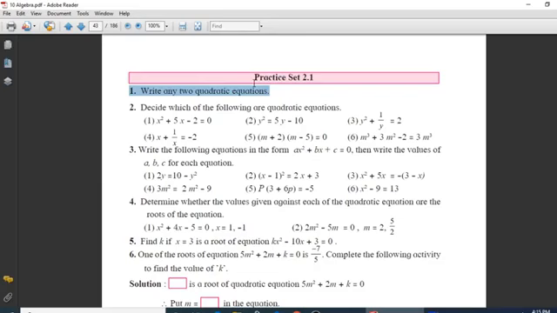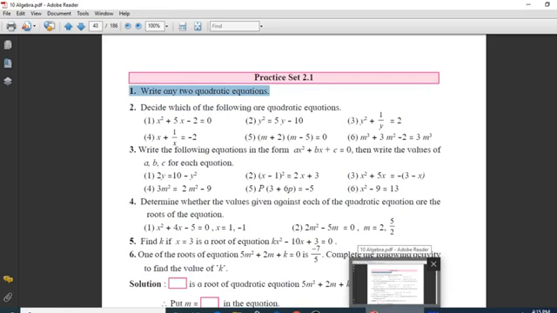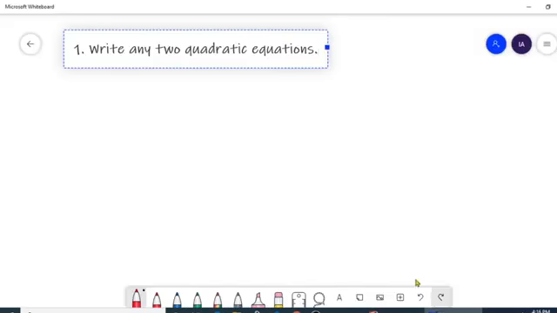Okay, this is practice set number 2.1 of our Maharashtra State textbook, where the first question is: write any two quadratic equations. As we discussed what is quadratic equation and what is the general form of quadratic equation, this is actually an open-ended question. Everybody can write any two quadratic equations as per their choice. There is no condition.